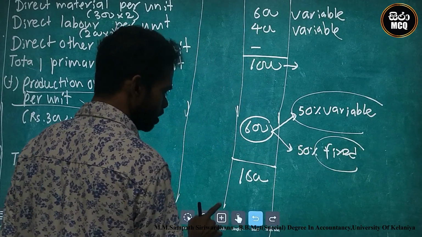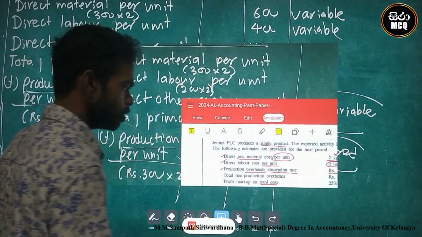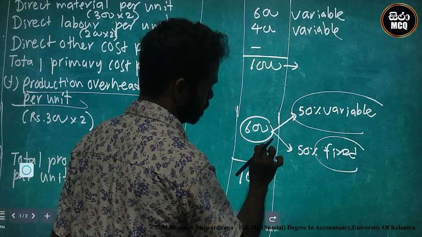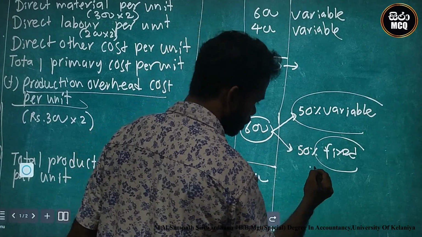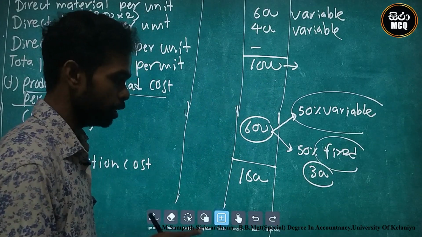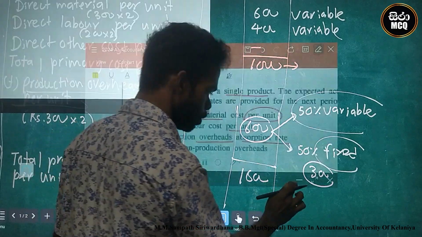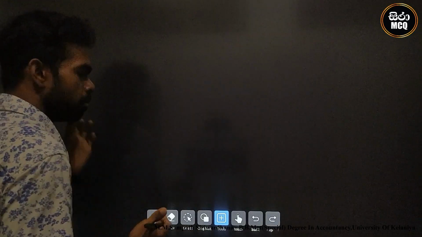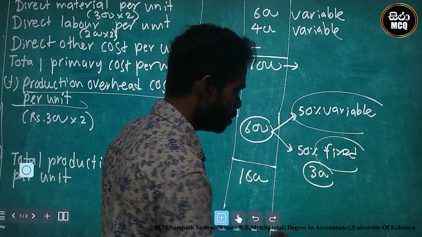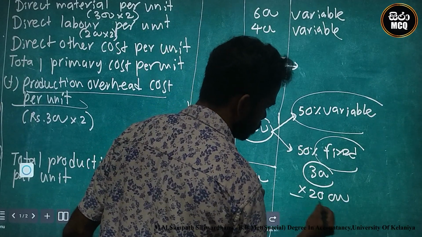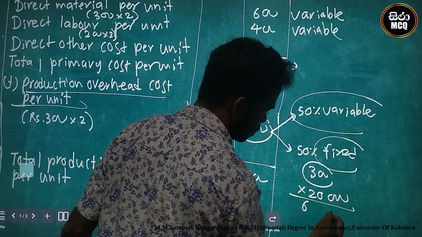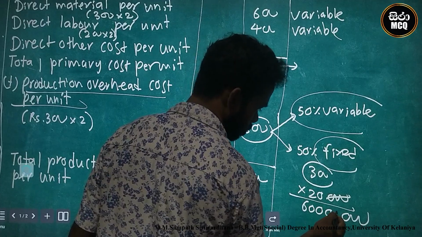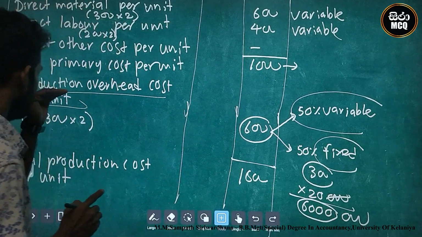The question said that they require the fixed cost. Okay, total fixed cost. Therefore we find the total fixed cost, the 50% part. 600 into 50% is 300 per unit fixed cost. But they want the total. The total production capacity is 20,000 units, therefore I multiplied 300 by 20,000, and I can find the answer: 6,000. This is the production overhead fixed cost.